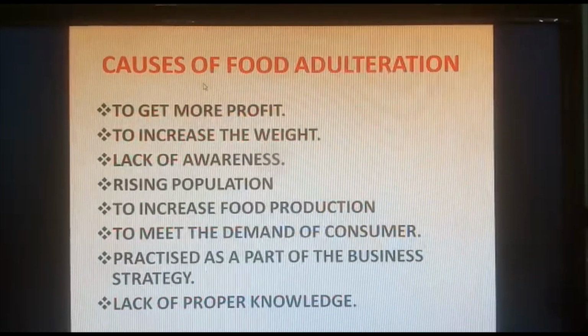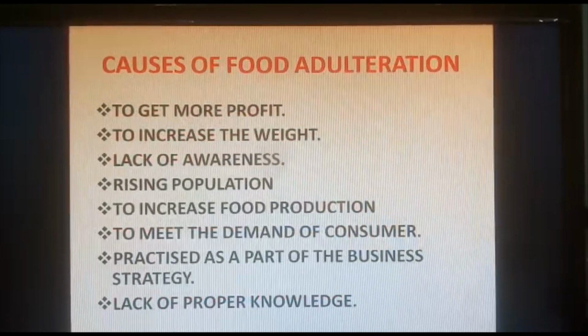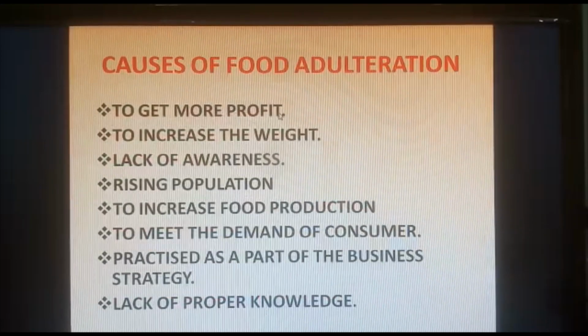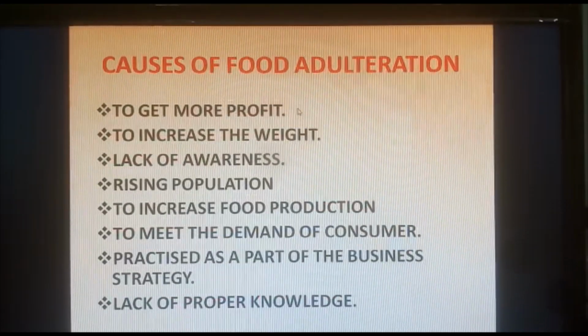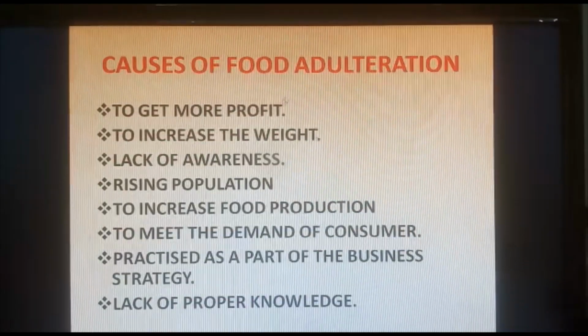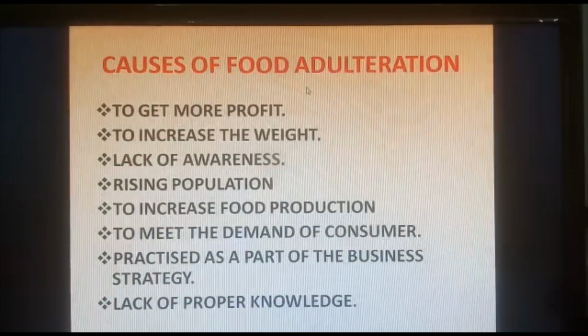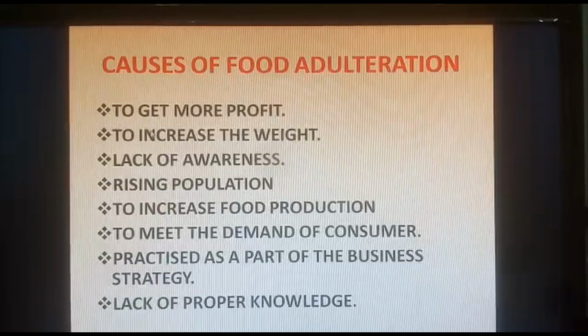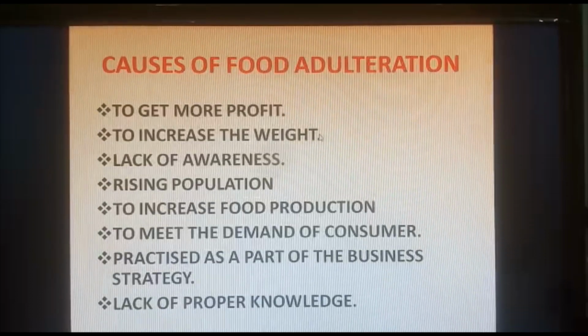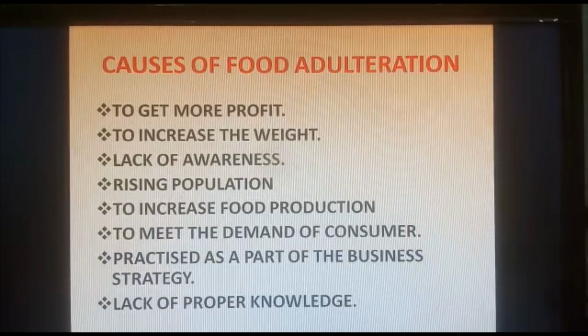Next, causes of food adulteration: to earn more profit in a short duration, manufacturers go for food adulteration, okay, to earn maximum profit. That is the one and only motive of the trader, to earn profit in a short time. Then they earn profit by increasing the weight or volume of the product, by adding certain unwanted substances, lower quality product, okay.